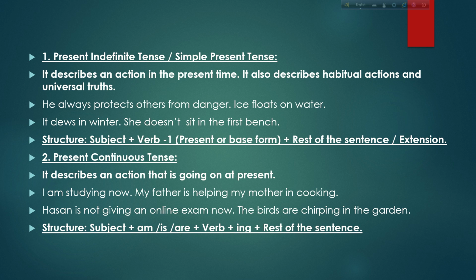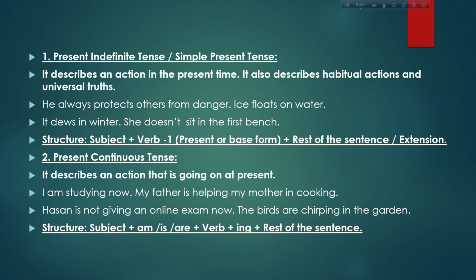Number 2, present continuous. It describes an action that is going on at present. I am studying now. My father is helping my mother in cooking. Hassan is not giving an online exam now. The birds are chirping in the garden. Here the structure is subject plus am or is or are plus verb plus ing.